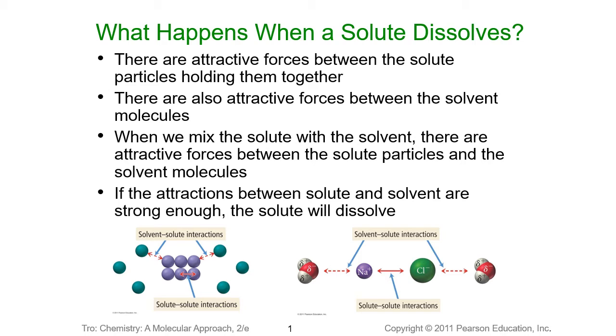So for an example like sodium chloride, the positive sodium is attracted to the slightly negative part of water. Water has a slightly negative part on the oxygen and a slightly positive part on the hydrogen. The positive part is attracted to the chloride, and the negative part is attracted to the sodium. That pulls the sodium and the chloride apart, and the ions get surrounded by water molecules.